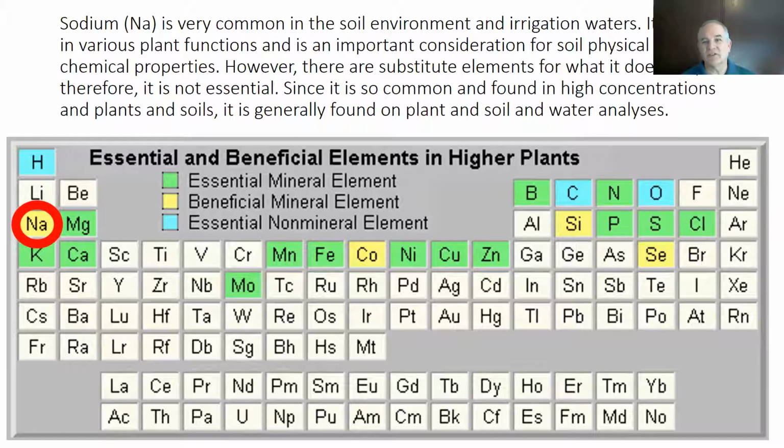Sodium's an interesting one because it's so common in the soil environment, irrigation waters. It is used in various plant functions. It is an important consideration when we talk about soil physical properties, chemical properties. But the thing is there are substitutes for what it does in the plants, and therefore it's not essential. But because it's so commonly found in soils and plants and irrigation waters, we generally find it on reports, soil analyses, water analyses, plant tissue tests. So it is an important element that we talk about, but it's beneficial.